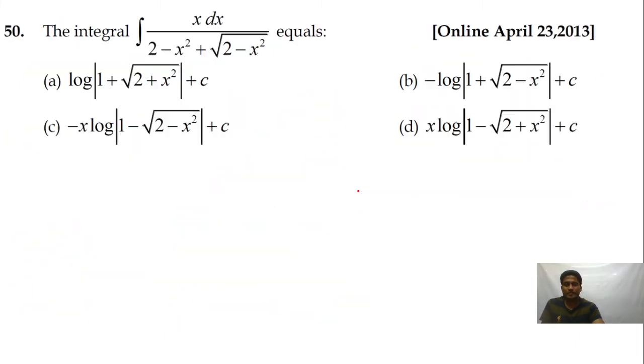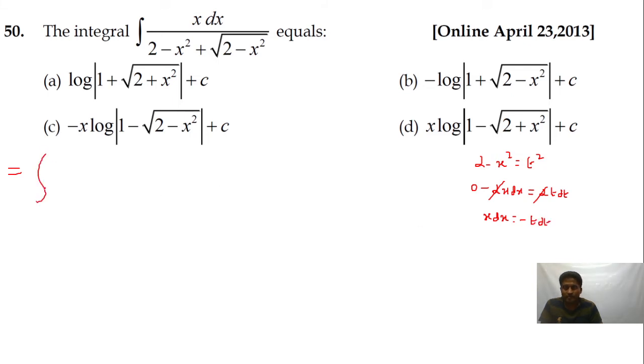Yes, let's move to the next question. See, this is not a lengthy question. I'll put 2 minus x square is equal to t square, expression under the root as t square. Differentiation of 2 is 0, so 2x dx is equal to 2t dt. 2 and 2 cancel. You get x dx is equal to minus t into dt.